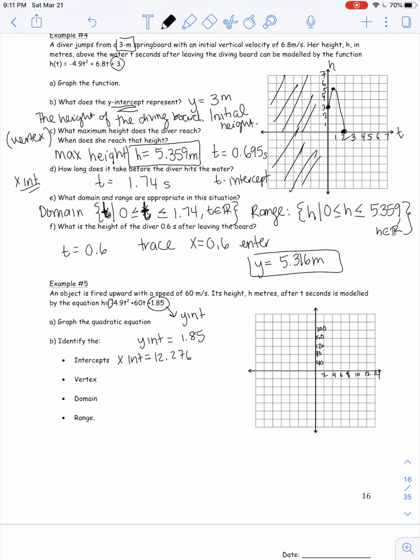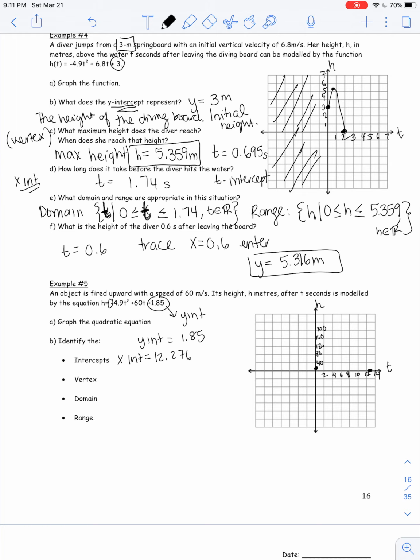So this is going to be my t time, and my y-coordinate is my height. So we already know that we have this y-intercept of 1.85, so I'm going to draw this really close to the x-axis, as close as I can. And my x-intercept I already know is 12.276, so plot that as best as you can as well.